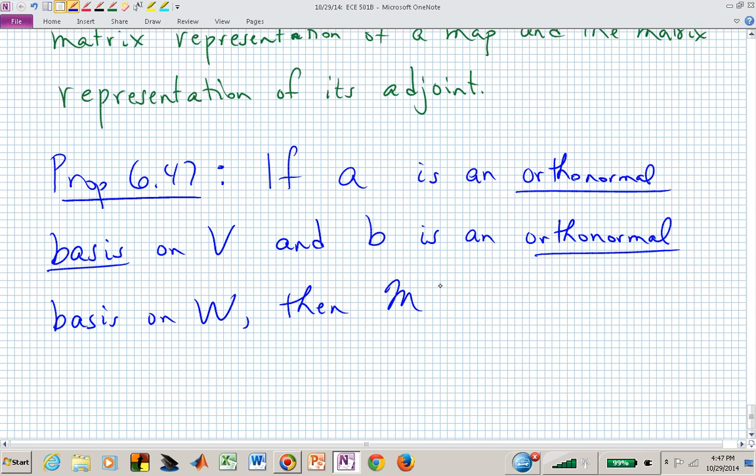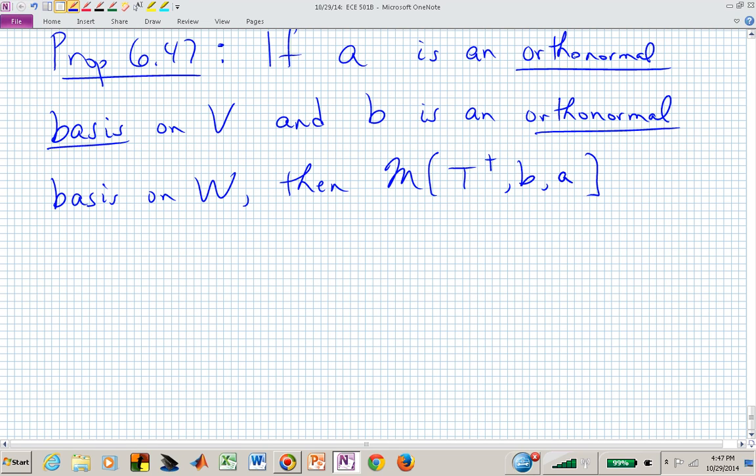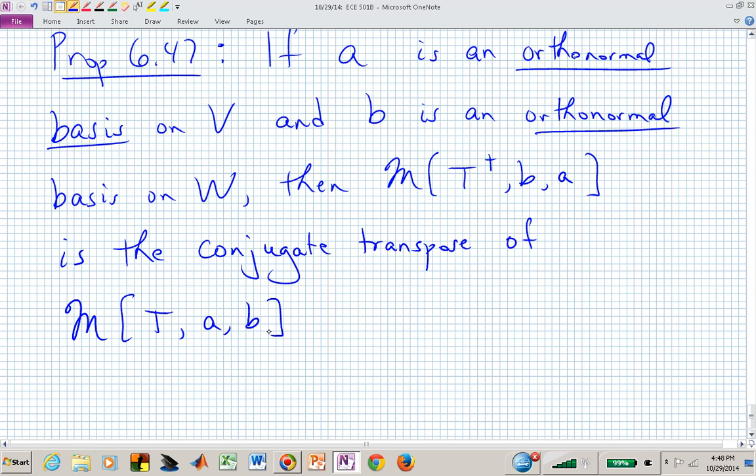then the matrix representation of T dagger, with B being the basis on the domain of T dagger and A being the orthonormal basis on the codomain of T dagger, the matrix representation of that linear map, T dagger, is the conjugate transpose of the matrix representation of T with the basis vectors just reversed.